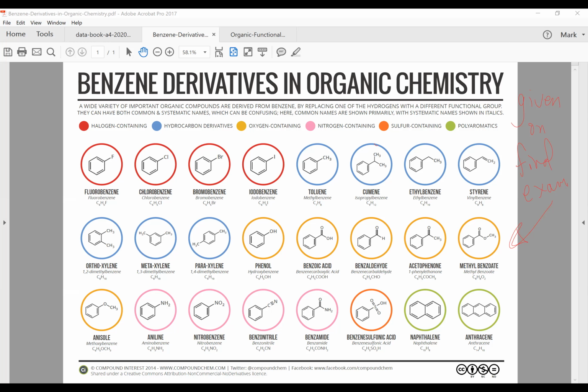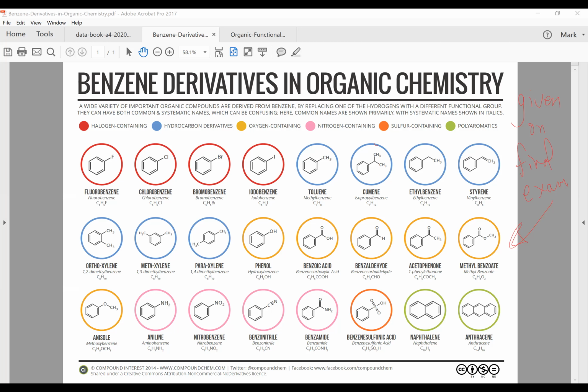I will take either on a final exam. I don't care what you call it, as long as you call it one of those two names, methylbenzene or toluene, cumene or isopropylbenzene. These are good examples. Very easy. I would give you a picture of one of these on your final, and you would just have to tell me the name.